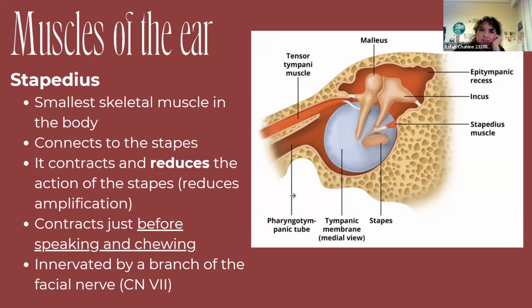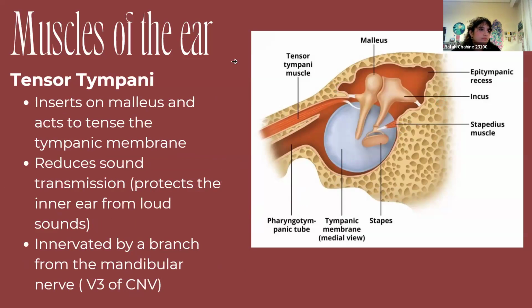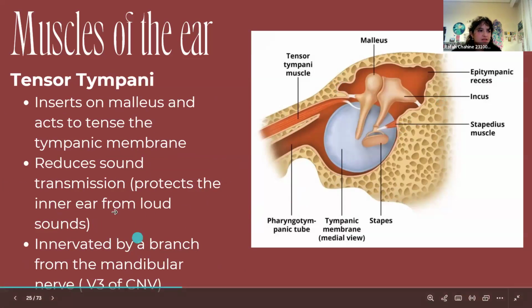But yeah, now the stapedius is innervated by a branch of the facial nerve, okay? So we said that the tensor tympani is attached to the malleus. It tenses the tympanic membrane to reduce any vibrations, and it is innervated by the mandibular division of cranial nerve number 5, yeah? Sorry, I forgot to go back to the slide.